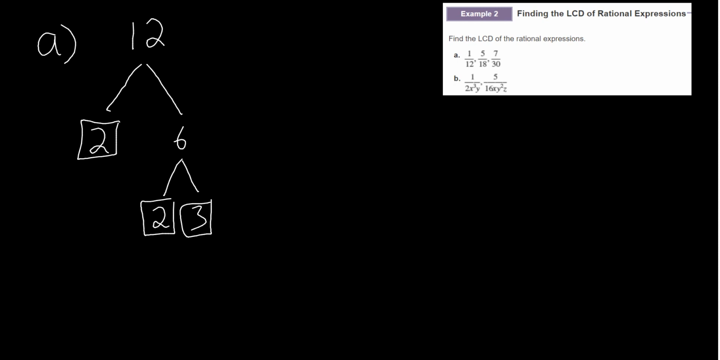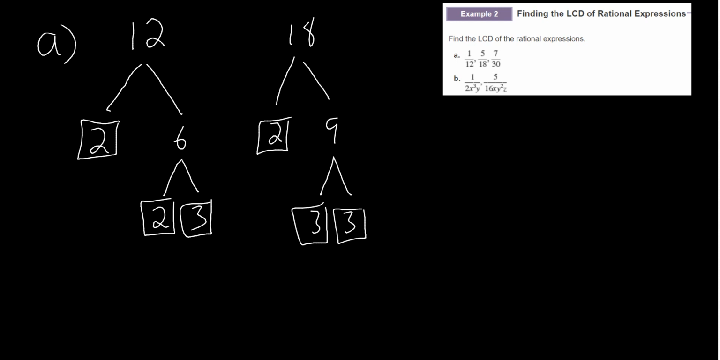Okay, 18 is 2 and 9, so I can stop at 2, and then I've got 9, right? 2 times 9 is 18. Oops, I didn't mean circle 9. And then 9 is 3 and 3. Okay, so we can stop there.